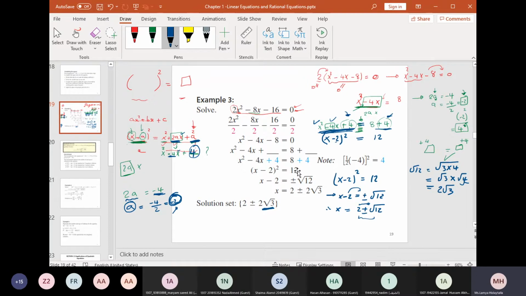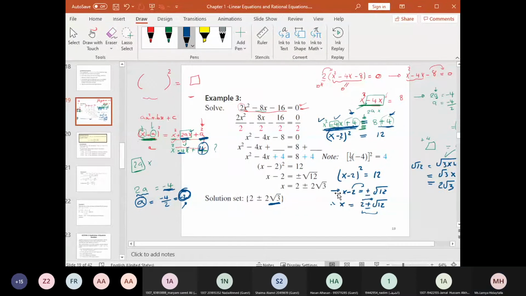What do you do? Take the square root of both sides. So x minus 2 is going to be equal to plus or minus the square root of 12. Now take the 2 to the other side and you will get the 2 solutions. This is actually what we did before, correct? This part I believe is clear.